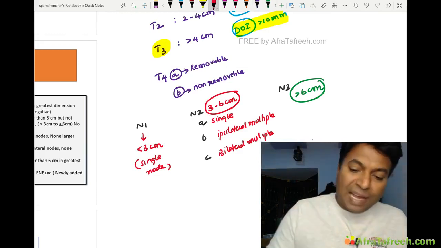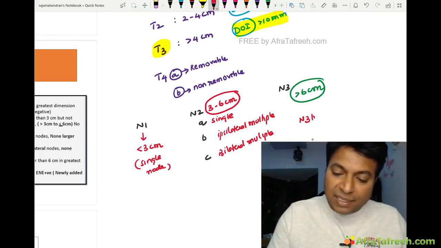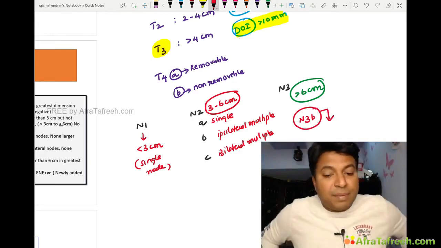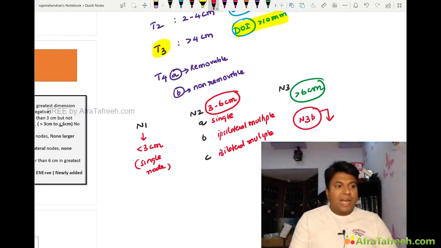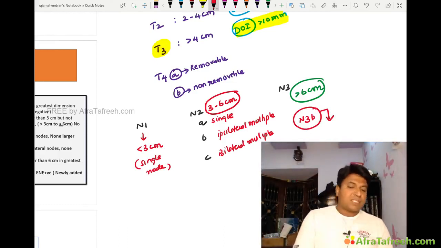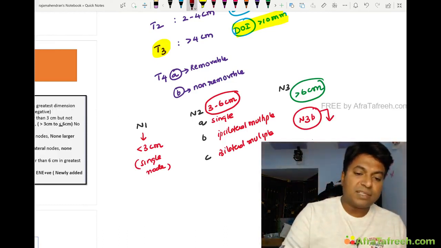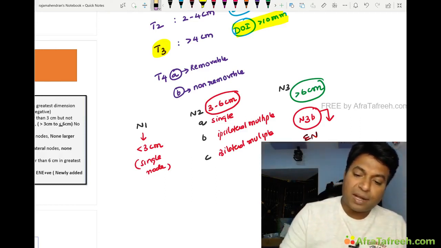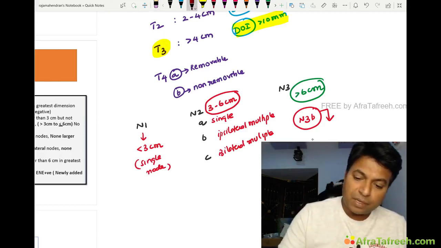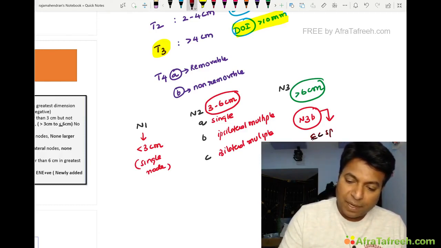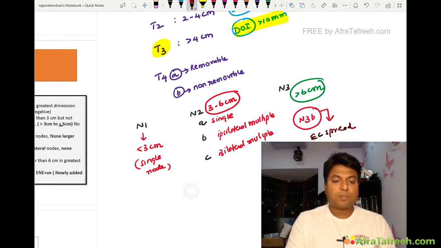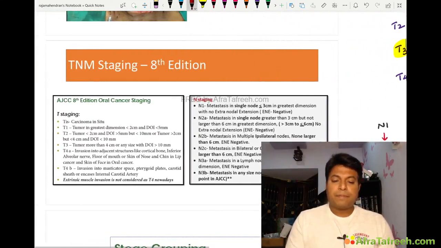So what is newly added in AJCC is they added N3B. Whatever is newly added, I am telling you because they may ask you a question. What is the newly added concept? It can be asked in your exams. What is N3B added? They included extra capsular extension. Please remember, they included extra capsular spread also. This is the staging.